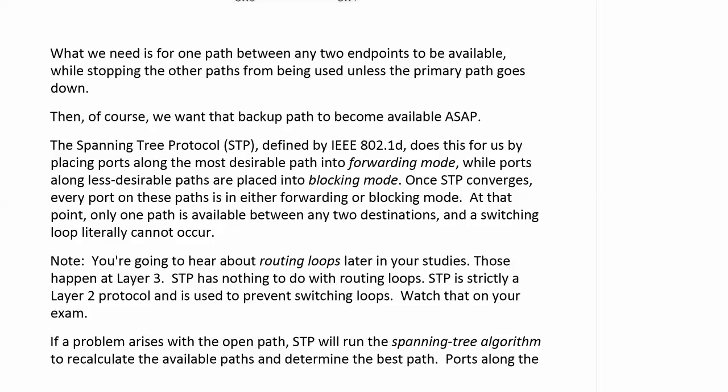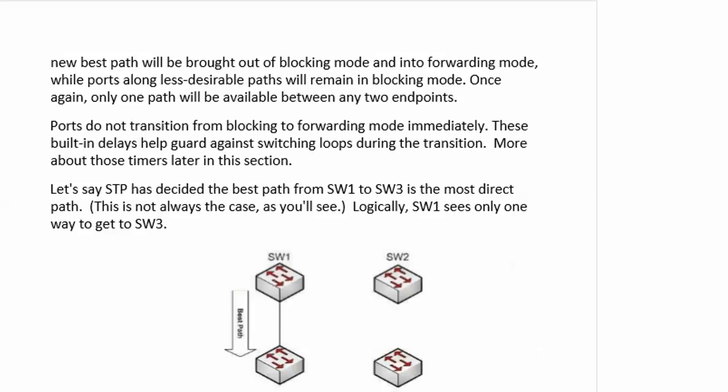So what does STP do if a problem arises with that open path? Well, it's going to run the STA, the spanning tree algorithm, and it's going to recalculate the available paths and again just determine the best path. Now, ports along that new best path are going to be brought out of blocking mode and into forwarding mode, while ports along the less desirable paths are going to remain in blocking mode. Again, when STP converges, only one path is going to be available between any two endpoints.